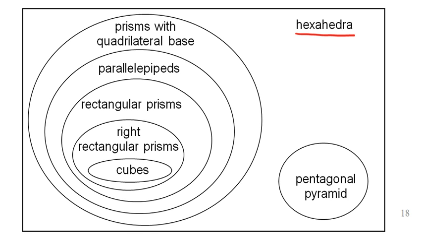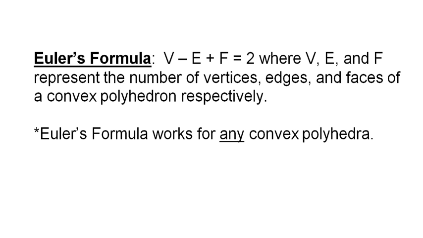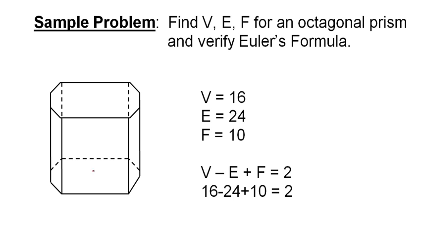Okay, so look, we got one more thing to look at. It's called Euler's formula. Euler's formula says that V minus E plus F equals 2, where V represents the number of vertices, E represents the number of edges, and F represents the number of faces of a convex polyhedron. So this works for any convex polyhedron. So let's take a look at one. Here we're given an octagonal prism. So there are 2 octagons here and then 8 lateral faces.